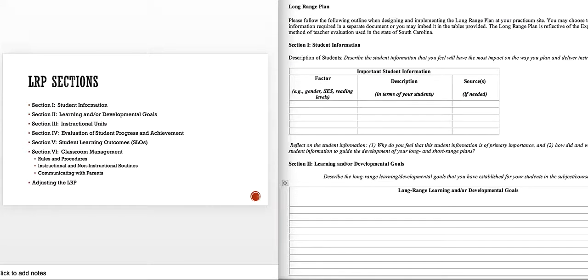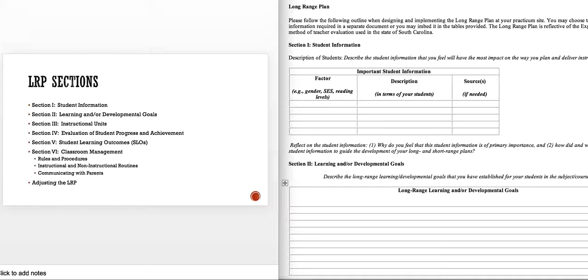So the long-range plan has many sections in it, and we will go through each section individually. The first section is all about your students, the student information section. Section 2 are your learning and/or developmental goals. Section 3 is your instructional units. Section 4 is evaluating student progress of achievements. Section 5, we've added this year, is the student learning outcomes, or the SLOs, and those are things that your cooperating teacher at their school is already doing.